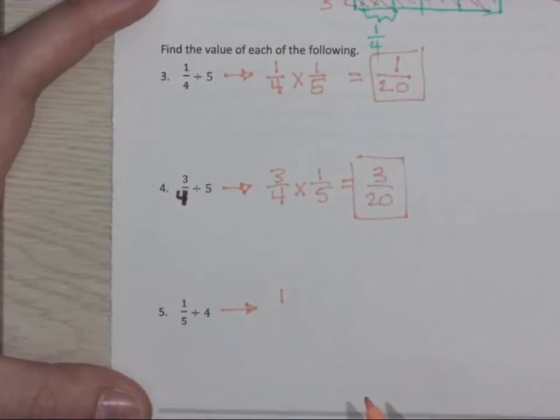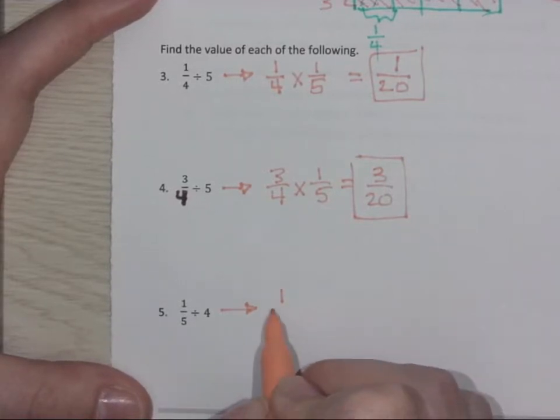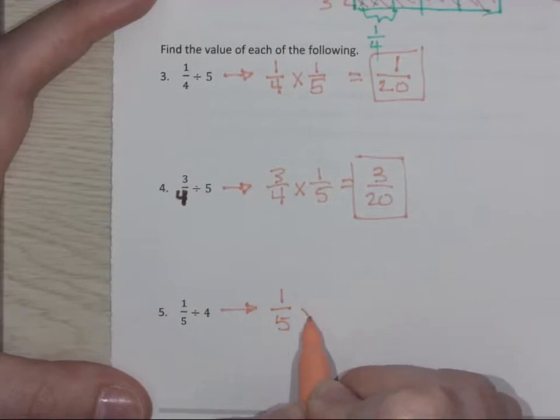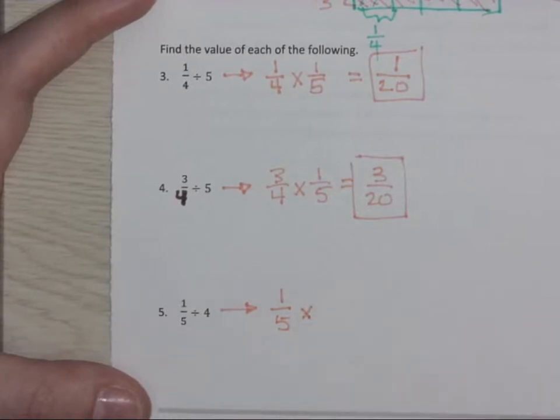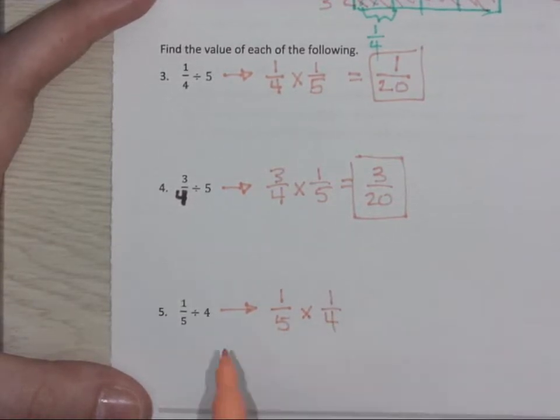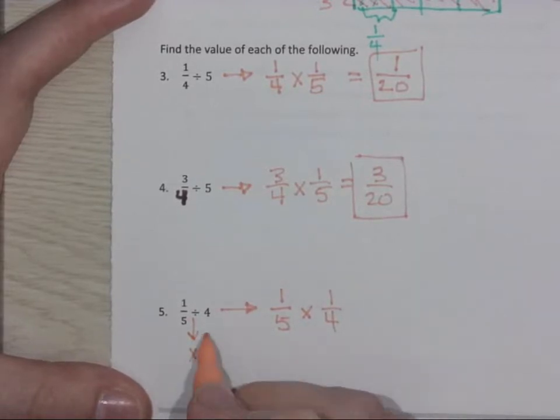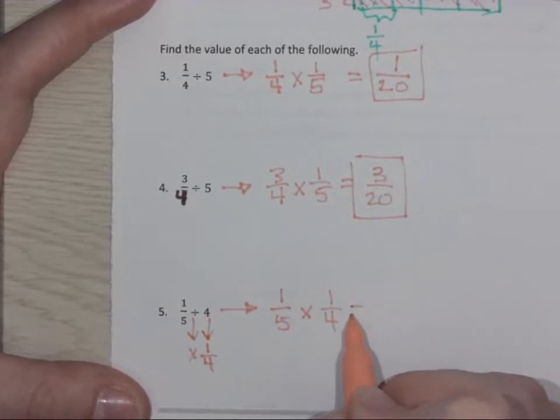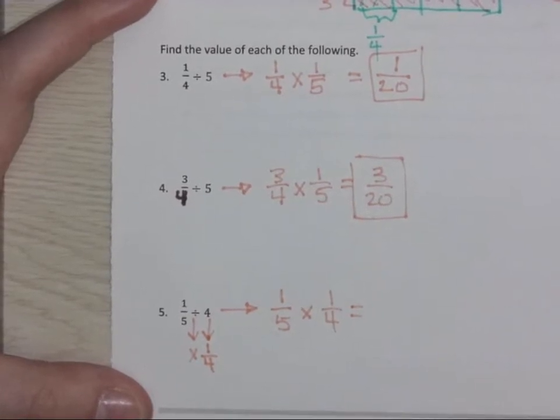Well, I need to write it as a multiplication problem. 1/5 times 4. No, I don't know. Yes, Jennifer. 1/5 times 1/4. You can't just change the sign. You have to change the sign and use the inverse or reciprocal fraction. And what do you get, Amaya? 1/20. Yes.